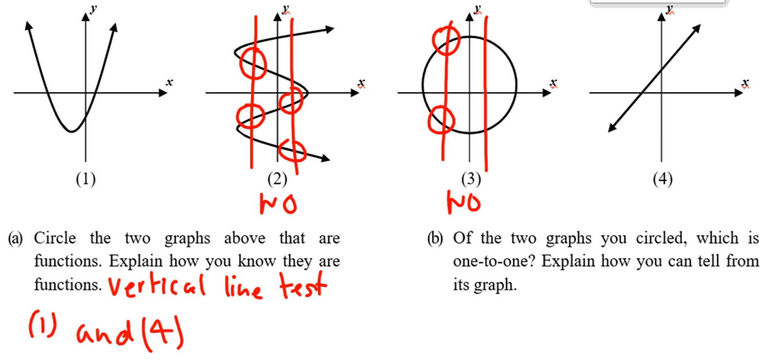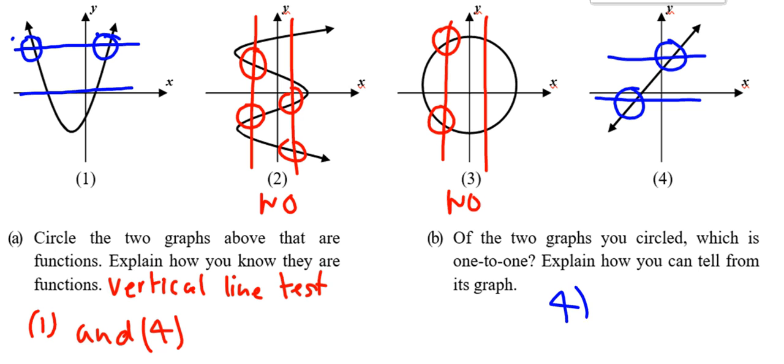As I look at this, I use the method where I draw horizontal lines across the graph. And if I draw horizontal lines across the graph and notice that they cross more than one time, then that means it is not one-to-one. So the question says, which one is one-to-one? Well, it can't be 1 because I circled 2 spots when I drew a horizontal line. Therefore, only graph number 4 is a one-to-one function.